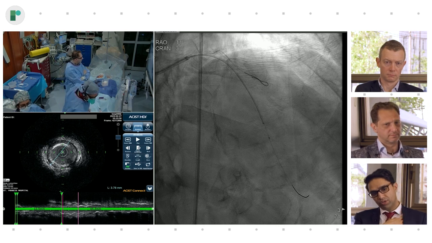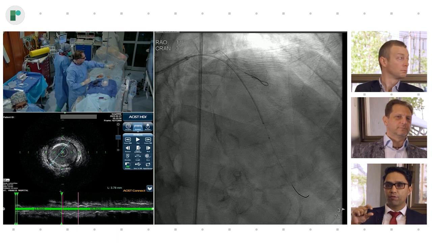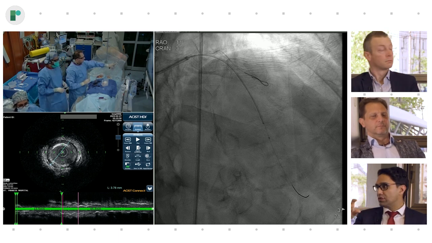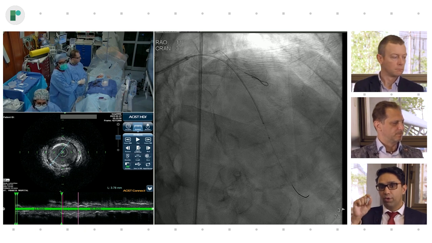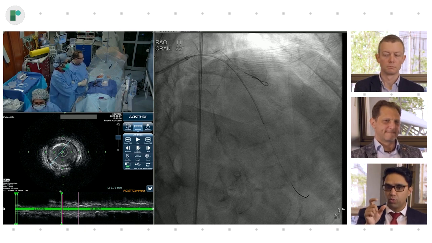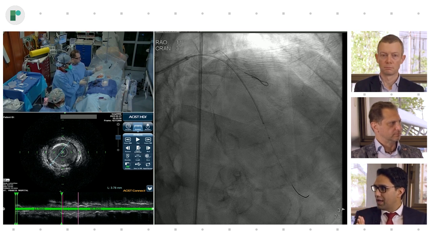And you'll notice how we used the pullback: we looked for the place at which the vessel grows. And it usually grows next to a branch. There must be a large septal or diagonal there. We marked that, and so we know that 12 millimeters from the distal edge, the artery goes to 3.0. So we can take our 3.0 balloon down to that segment.